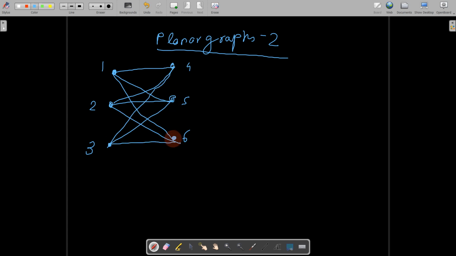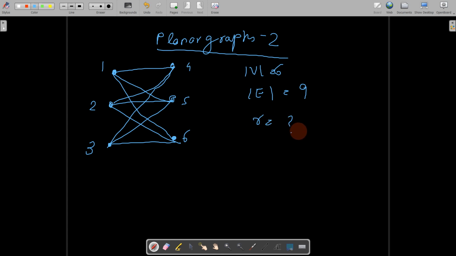So what is the number of vertices here? We have 6 vertices. The number of edges is 3 into 3, that is 9. And we don't know the number of regions.